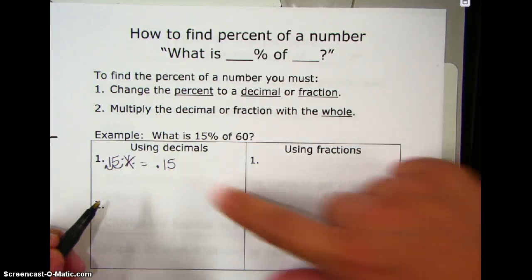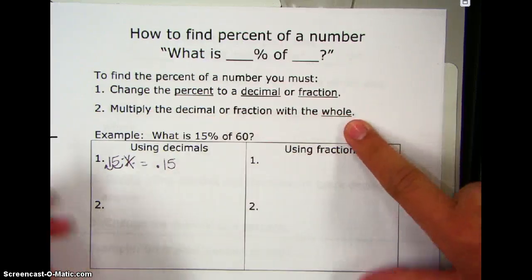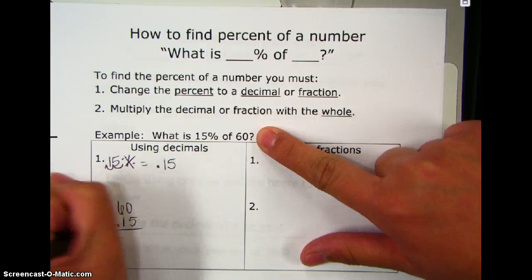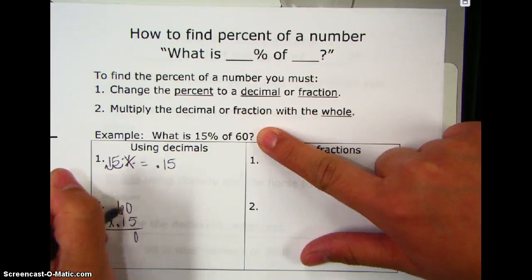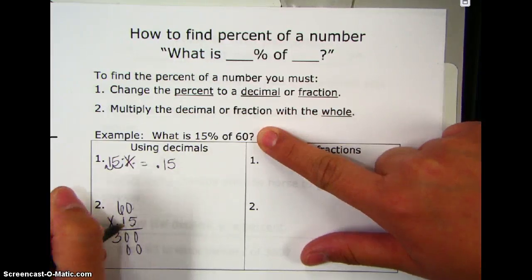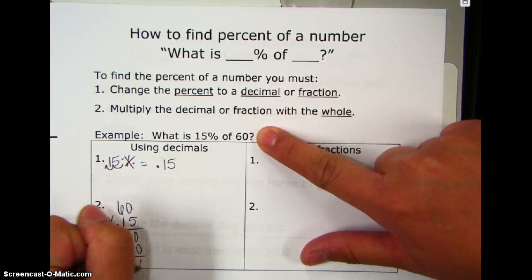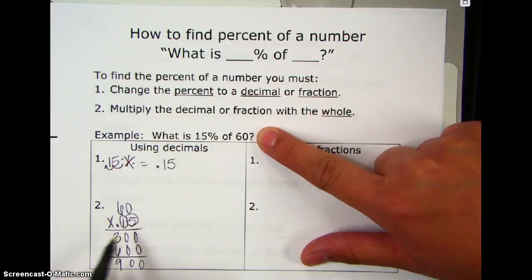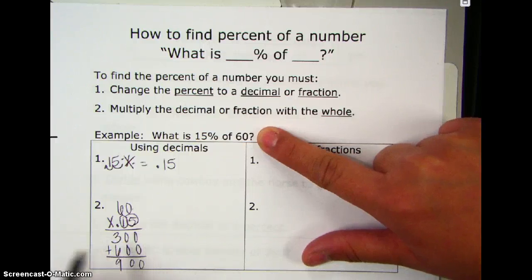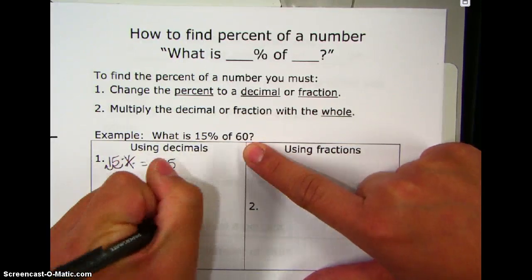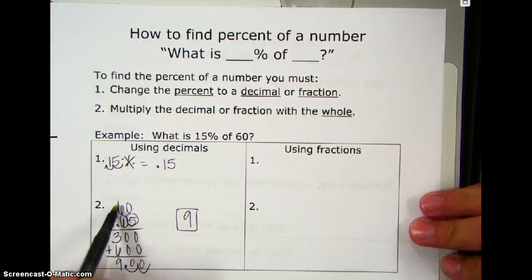I'm going to now take that decimal and multiply it with the whole of 60 that I was given. So I have 60 and I'm going to multiply that with 0.15. Let's see, 5 times 0 is 0, 5 times 6 is 30. Now I'm going to put my placeholder 0, 1 times 0 is 0, 1 times 6 is 6, add up all my digits, and I see 900, but oops, I need to remember to circle my place values behind my decimal points and move that many times in my answer. So, what is 15% of 60? That would be 9. Okay, again, 15% of 60 would be 9.